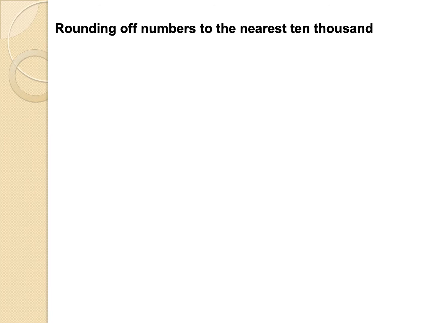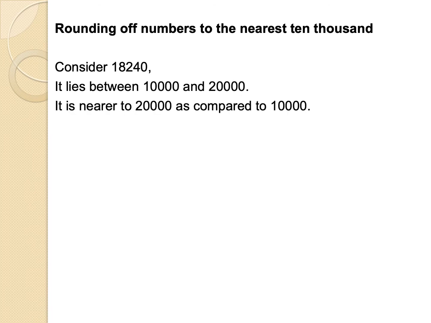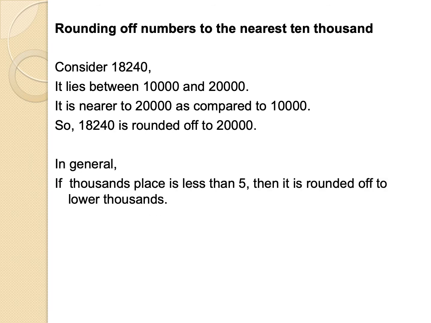Rounding off numbers to the nearest 10,000. Consider 18,240. It lies between 10,000 and 20,000. It is nearer to 20,000 as compared to 10,000. So 18,240 is rounded off to 20,000.